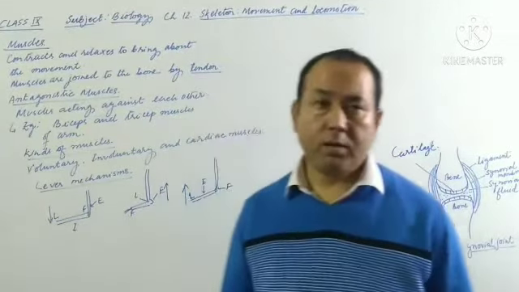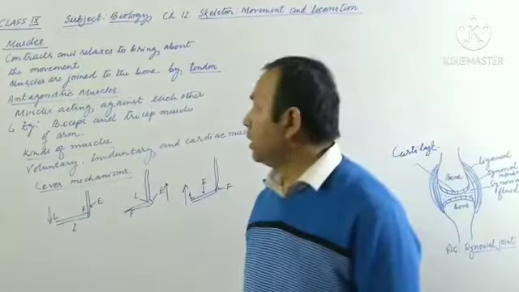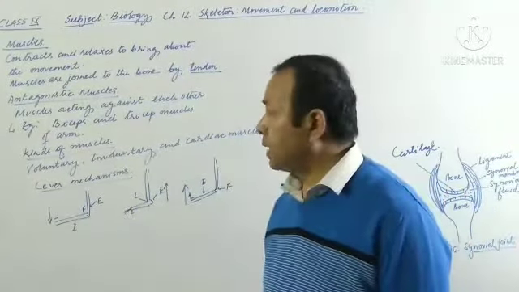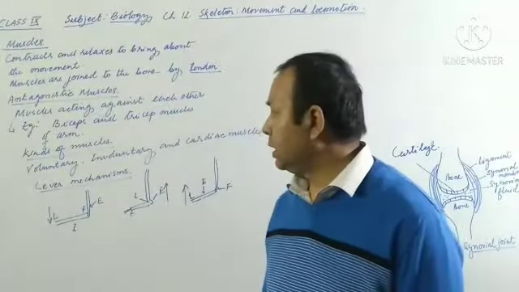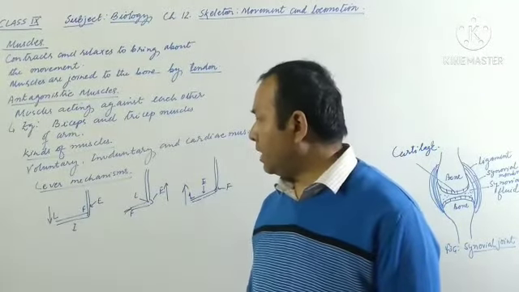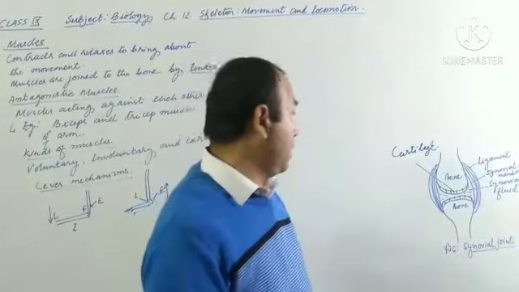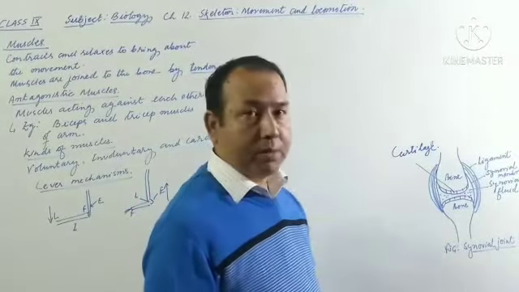So we completed joints in the previous video. Now in this video we'll be learning about the muscles, the antagonistic muscles, then the kinds of muscles, and then the lever mechanism. Okay, a little bit of a part was left here.